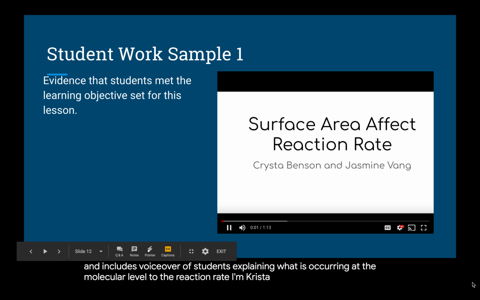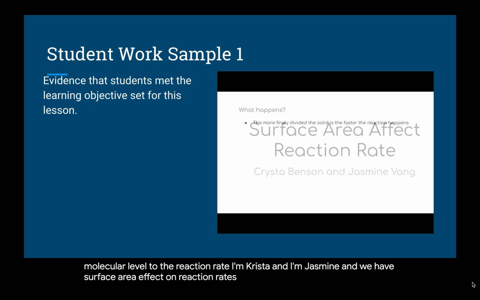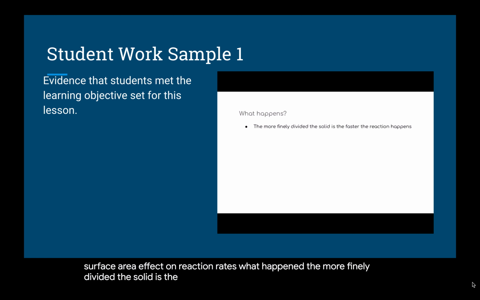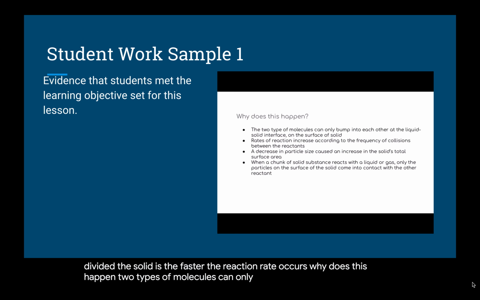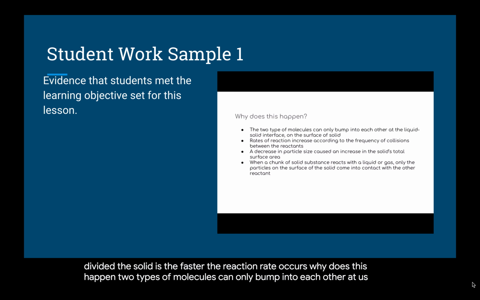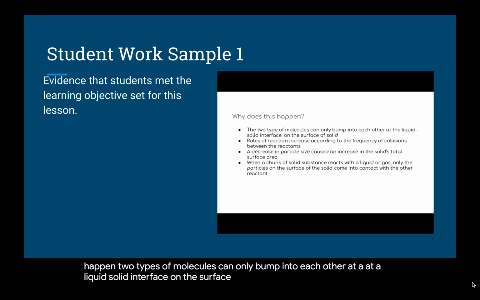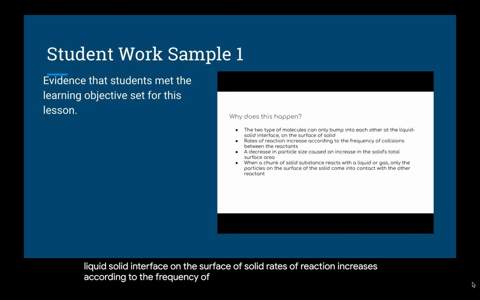I'm Krista. And I'm Jasmine. And we have surface area effect on reaction rates. What happens? The more finely divided the solid is, the faster the reaction rate occurs. Why does this happen? Two types of molecules can only bump into each other at a liquid-solid interface on the surface of solid. Rates of reaction increase according to the frequency of collision between the reactants.